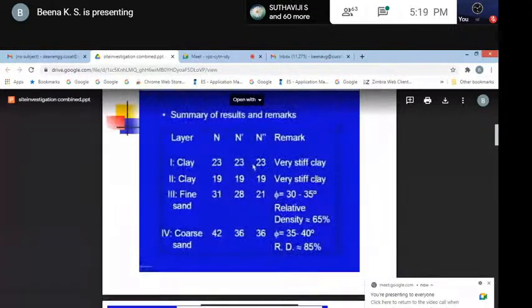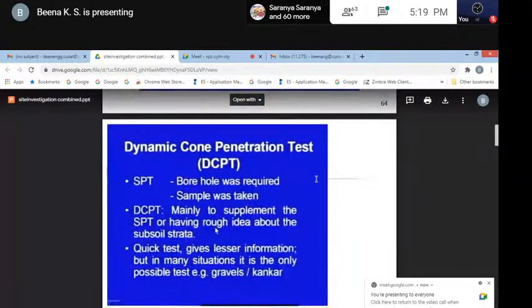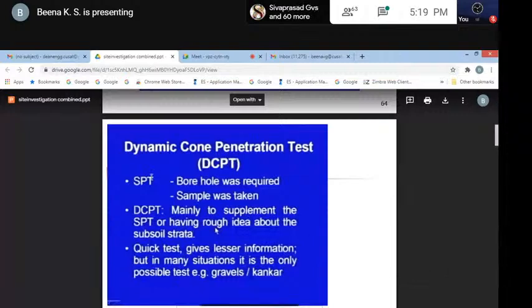Okay. I think this is a dynamic cone penetration test, but we follow the static penetration test. So SPT here, the difference between the... shall I continue then? Yeah. This dynamic cone penetration test, in some places, the borehole will be difficult to take. A borehole was required in SPT, and also samples were taken.